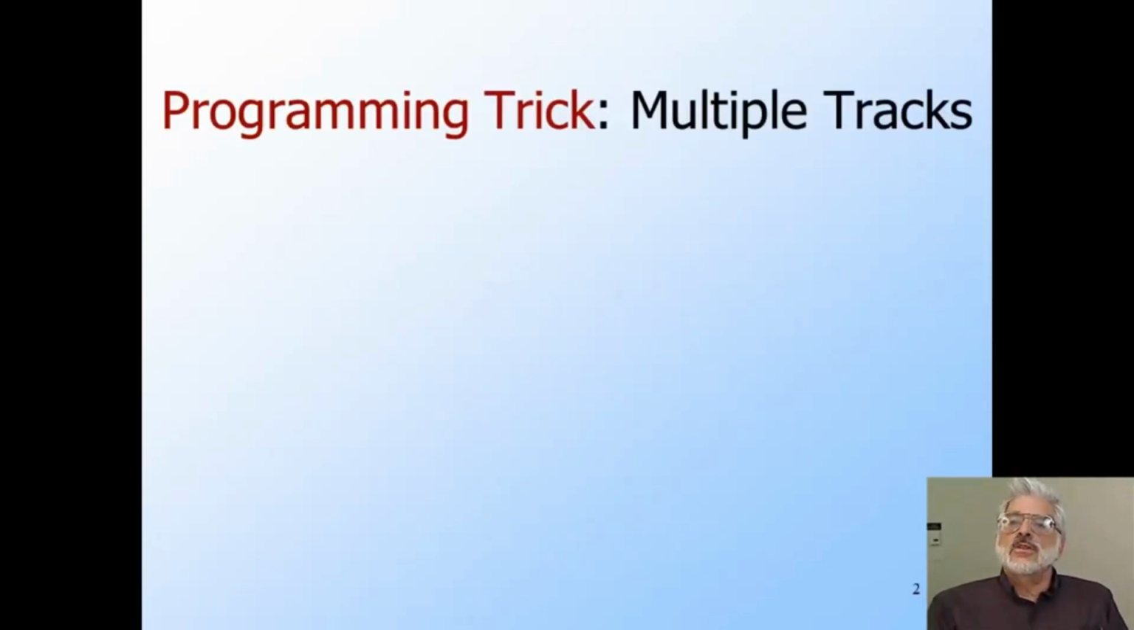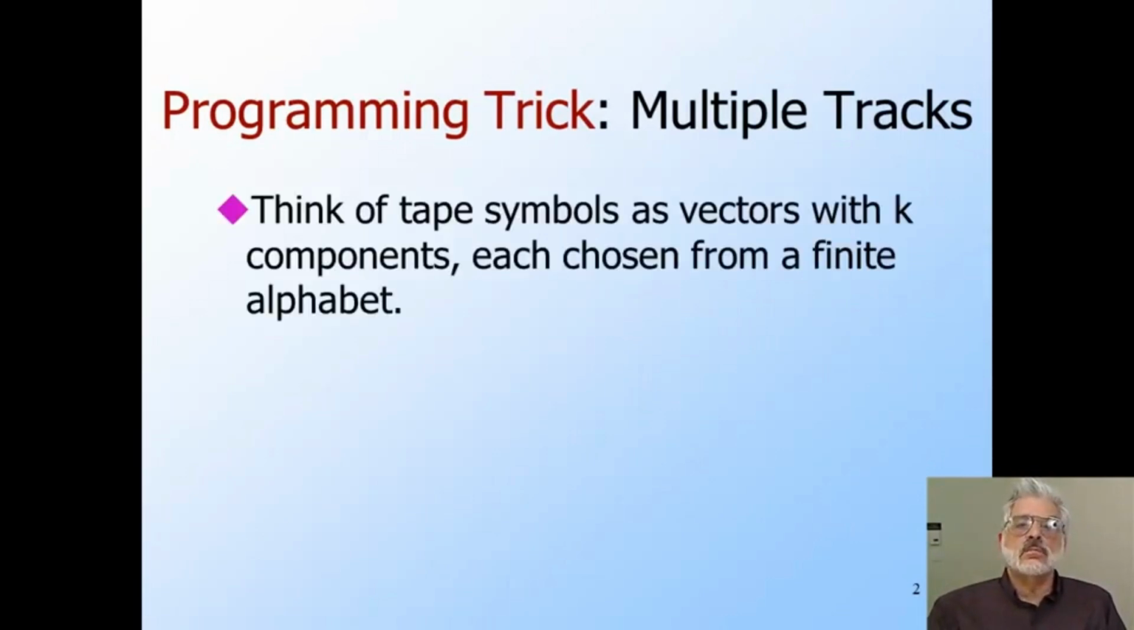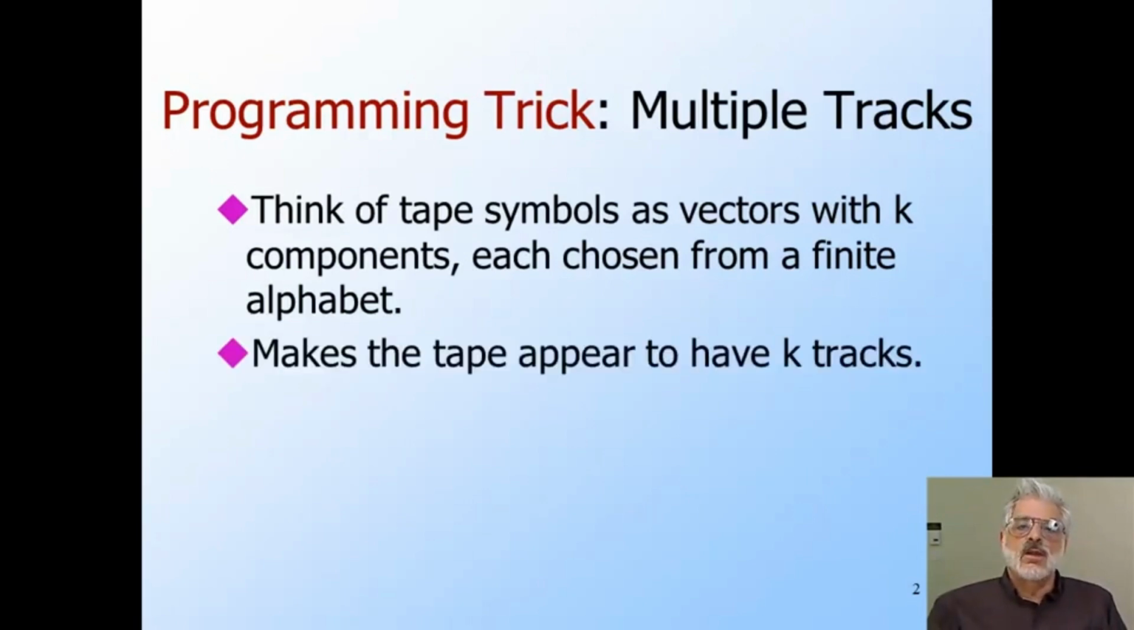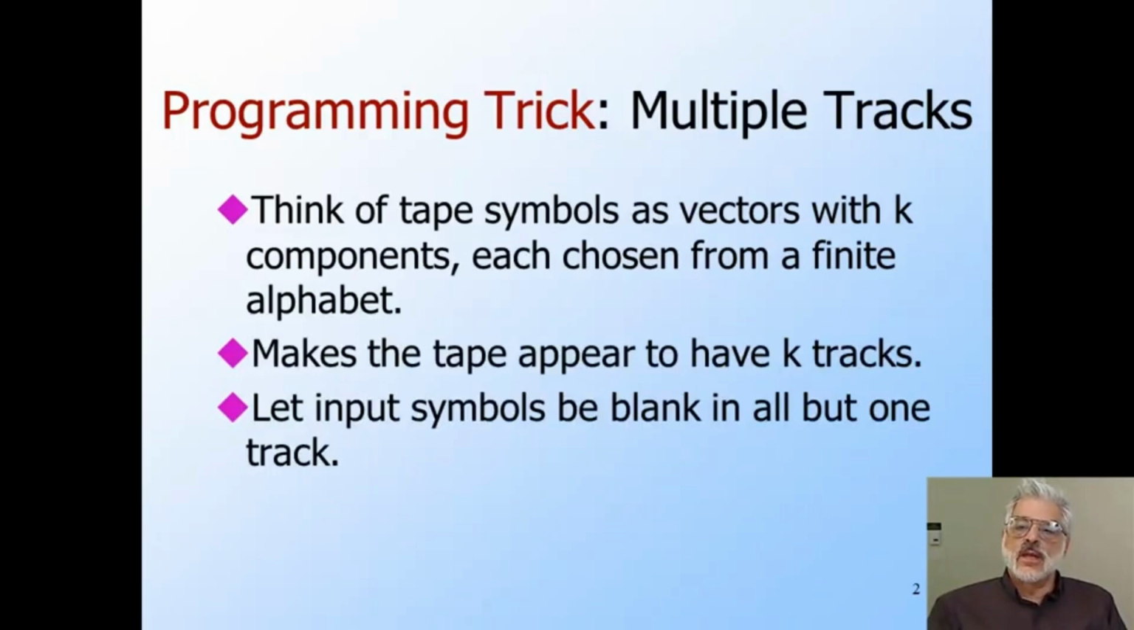The first programming trick is thinking of the tape as if it had multiple tracks. This idea enables us to describe Turing machines that do things like leave markers on their tape so they can find their way back to an important place. We get k tracks if we think of each tape symbol as a vector with k components, each component chosen from some finite alphabet. We can think of the ith component of each tape symbol as forming the ith track. Input symbols will have the blank symbol in all components but one, which then becomes the track on which the input is placed.